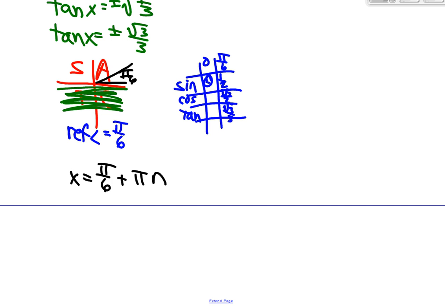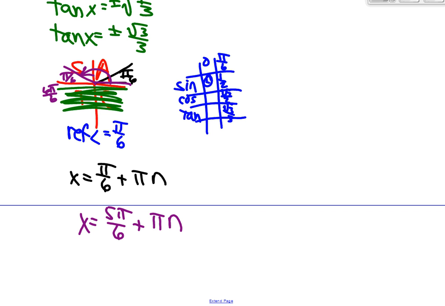And then my second angle, I'll use maybe purple, has that reference angle. Here's the angle. This is pi over 6, this is 6 pi over 6, so that's 5 pi over 6. So x equals 5 pi over 6 plus pi n. And if you've forgotten that table because maybe we haven't used it for a little bit, make sure you're refreshing your memory of it.